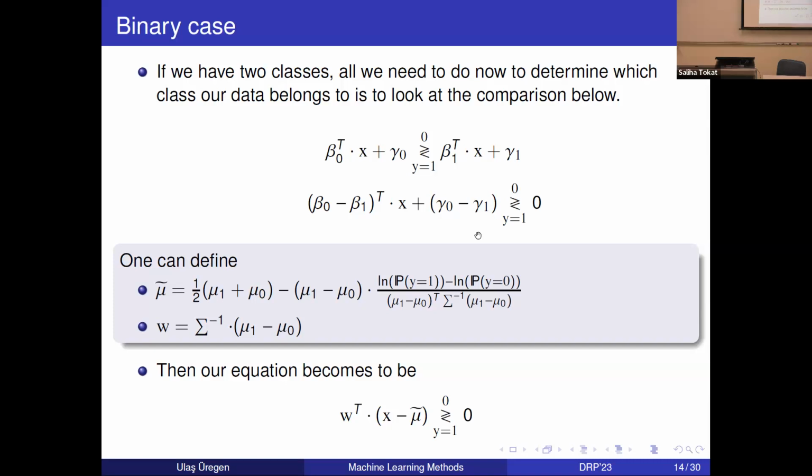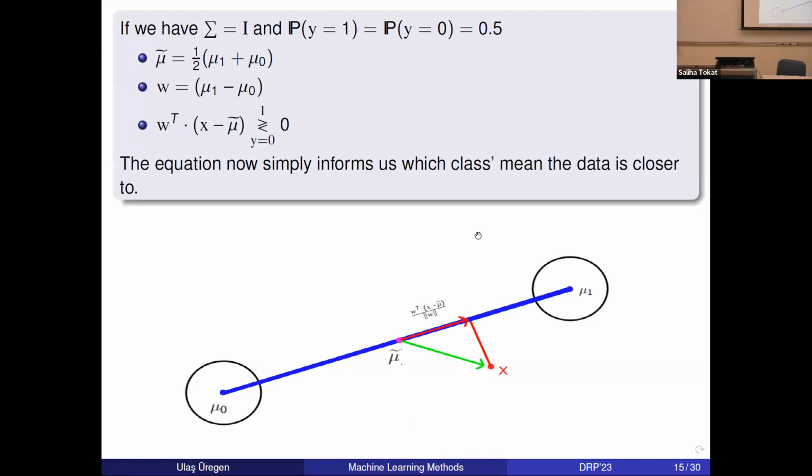Well, to get the intuition, let's add some further assumptions: the covariance matrix is the identity, and the probabilities of being red and blue are equal, so we don't have any prior information. Then the equation simply informs us which class's mean the data is closer to.